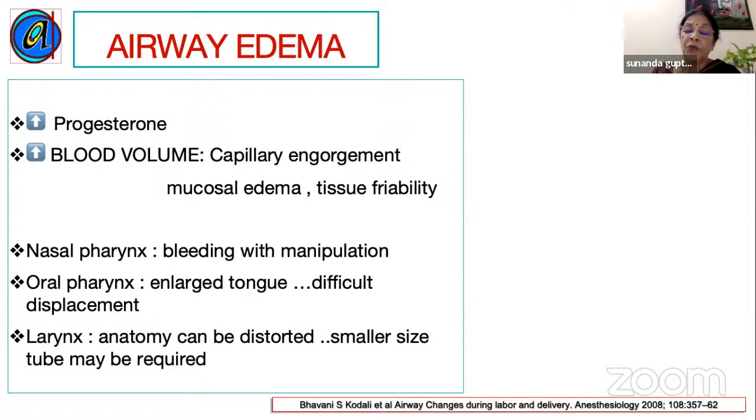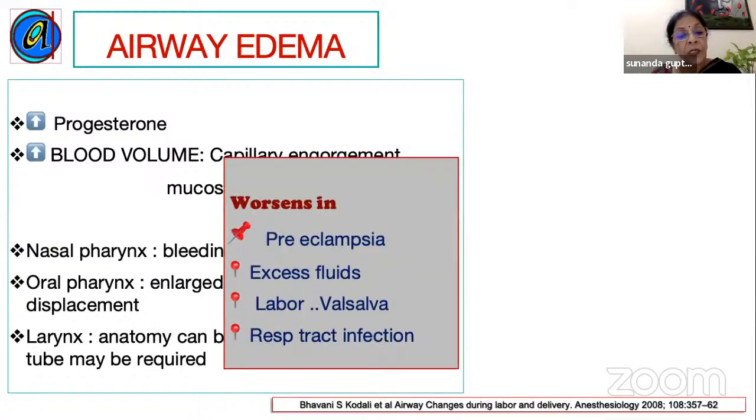And that is why we do not use the nose for any intubations or any interventions. The oropharynx is again difficult because there's an enlarged tongue, which is difficult for displacement. The laryngeal anatomy is distorted, and we need to use smaller size endotracheal tubes. And all these issues are further worsened when you have comorbid conditions like preeclampsia, excess fluids, labor conducted without any analgesia, and so the Valsalva maneuver. Again, the colloid osmotic pressure is already reduced, so there is more fluid retention. And if the patient has had a respiratory tract infection early on.